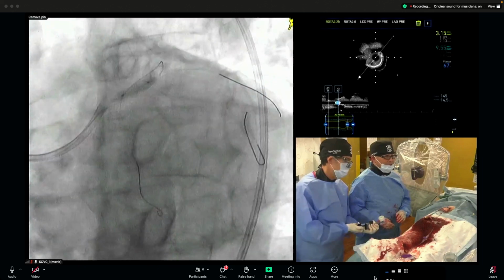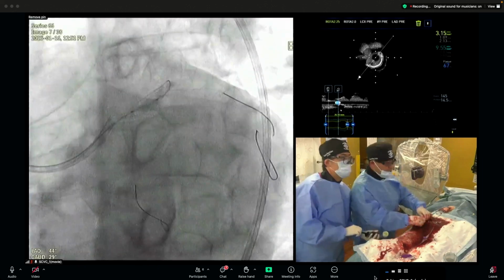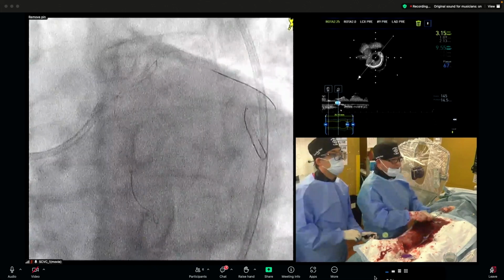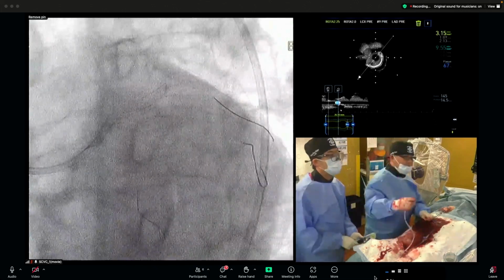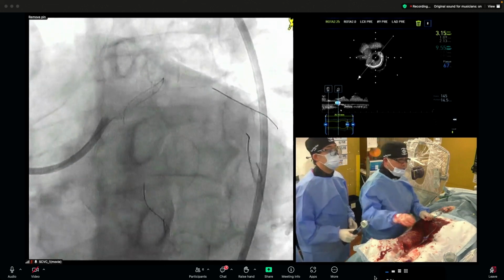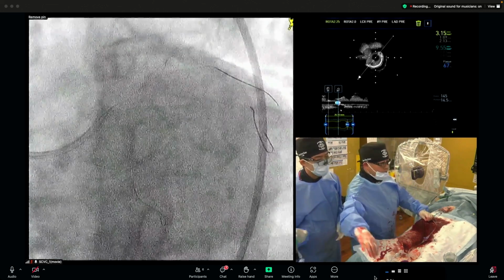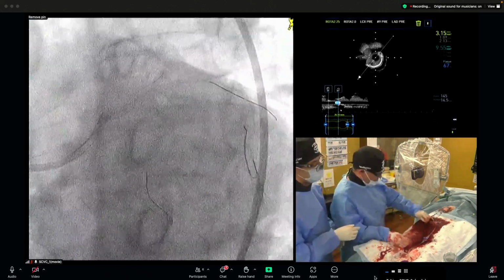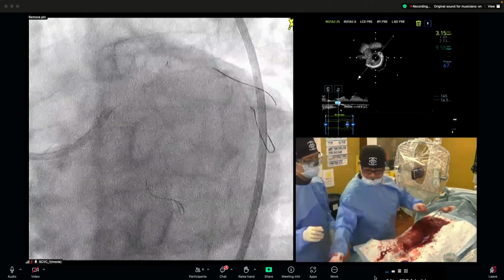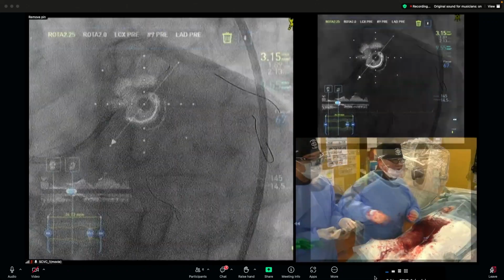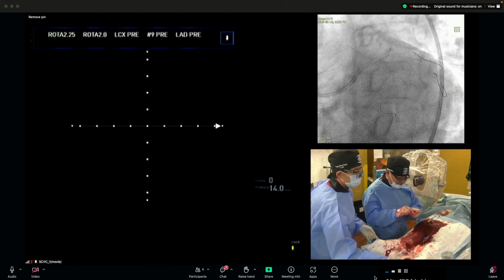Yeah, you are doing a very aggressive lesion preparation. The rotablation 2.25, the cutting balloon, and up to 20 atmospheres. So we really would like to see the stent expansion in this case. You have 10 minutes to go, so please show us the stent expansion. IVUS, please. Anyway, I want to check with IVUS. Checking IVUS, please wait a moment.